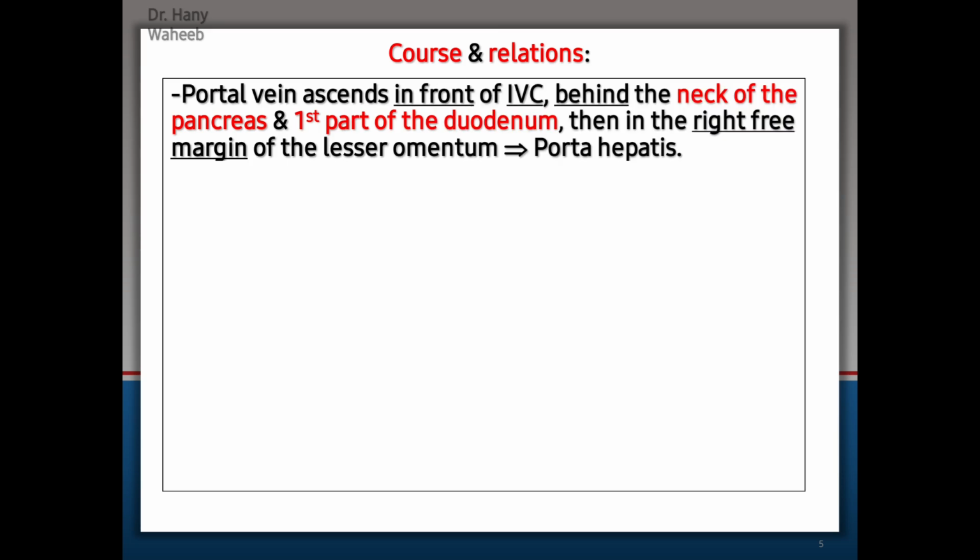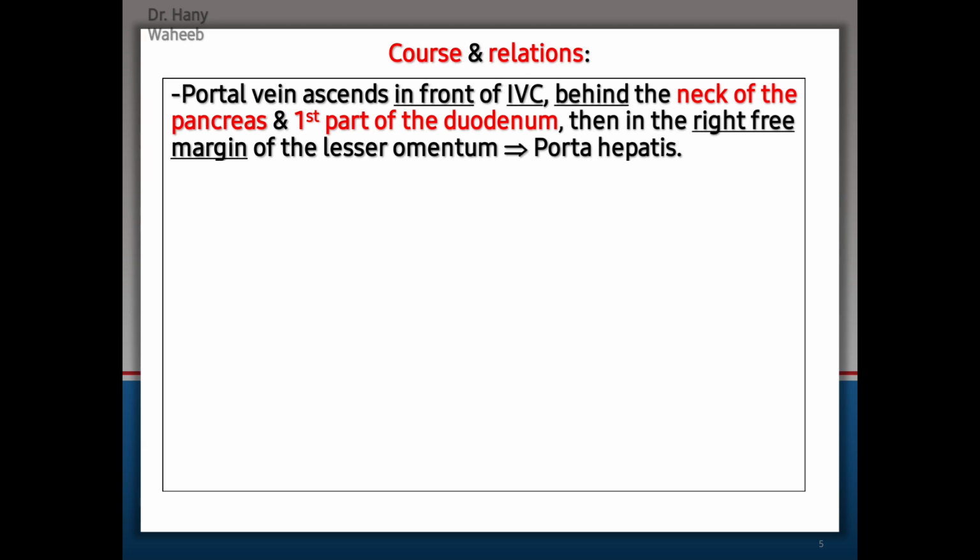Course and relations. Portal vein ascends in front of the inferior vena cava. So the inferior vena cava is always posterior to the portal vein. The portal vein runs in 4 anatomical regions. The portal vein ascends in front of the inferior vena cava, behind the neck of the pancreas. This is the first anatomical region. Then first part of the duodenum, second anatomical region.